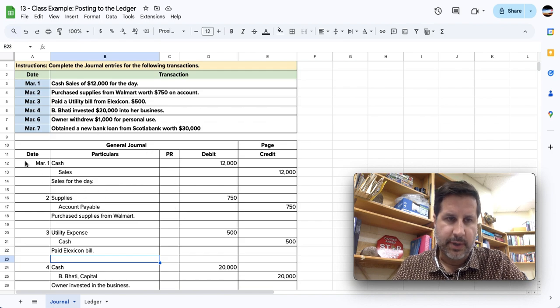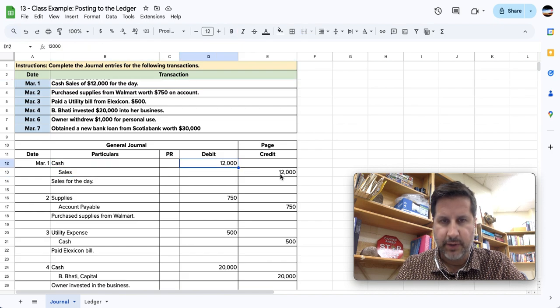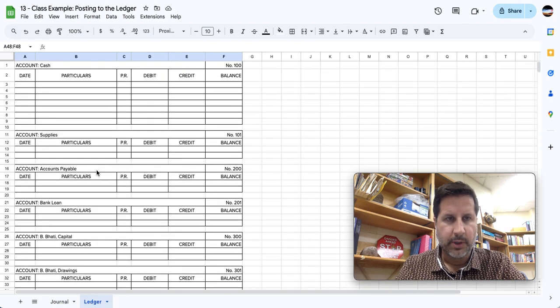On March the 1st, we had cash sales of 12 grand. So we did that in our ledger. We debited cash, credited sales, $12,000 in each. Now if we go on this second tab at the bottom, we're going to see a cash account and a sales account. I know I need to debit cash 12,000 and credit sales 12,000. So I go to my ledger. I'm going to go all the way up to cash.